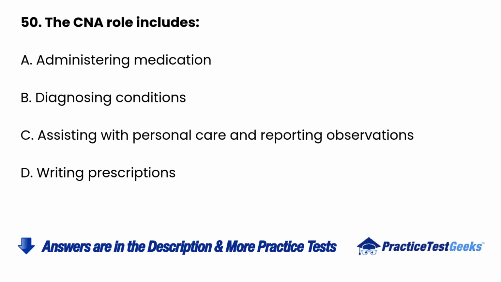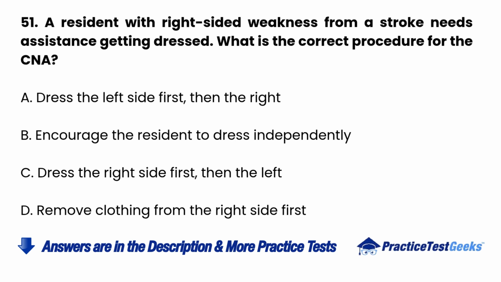50. The CNA role includes A. Administering medication. B. Diagnosing conditions. C. Assisting with personal care and reporting observations. D. Writing prescriptions. 51. A resident with right-sided weakness from a stroke needs assistance getting dressed. What is the correct procedure for the CNA?